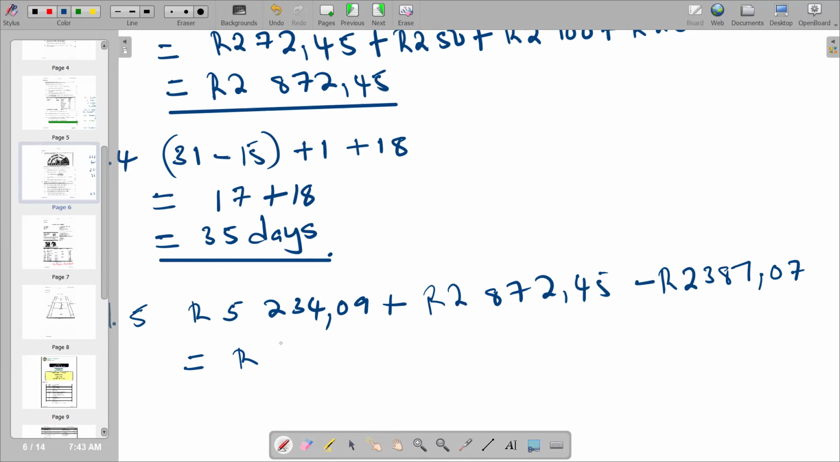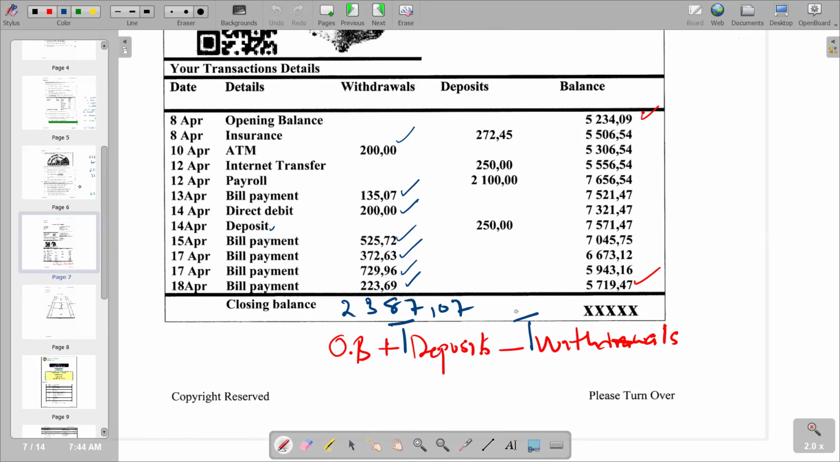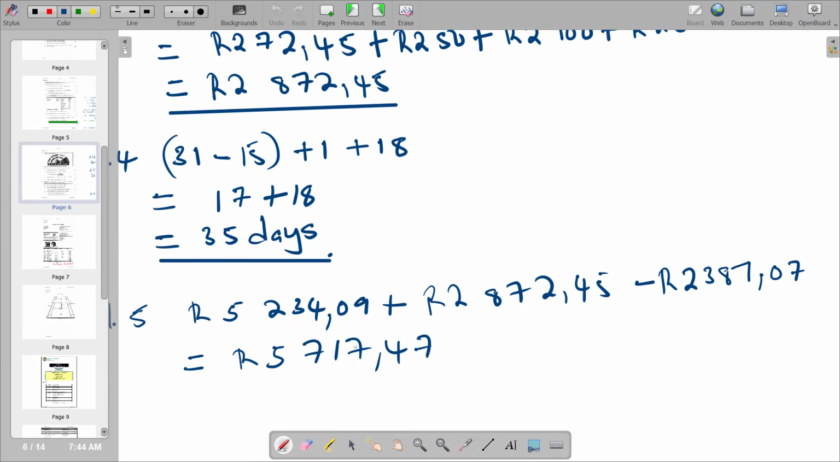Basically, that's how we can calculate it and the final answer that you are supposed to get now becomes 5,717.47. We can just check the final answer that you get. So basically, this becomes your verification in terms of the total, which is the final balance. So basically, this is what we have on this part.